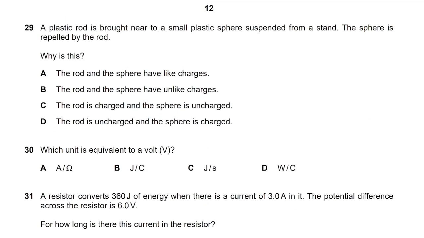Number 29, it says, a plastic rod is brought near to a small plastic sphere suspended from a stand. The sphere is repelled by the rod. Why is this? Now, if it's repelled by the rod, this is because it has like charges, just like a magnet. Like charges will repel. So the answer will just simply be A. Unlike will attract, meaning they'll come together. And then these are just wrong charge. It can't be unchanged. So it's like charges. That's the reason why it would repel.